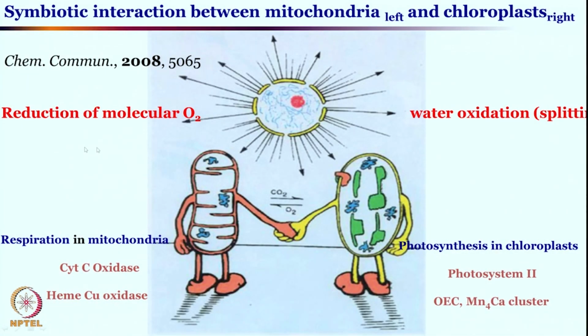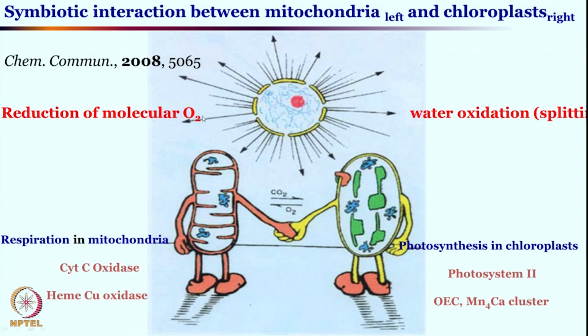In the last class we discussed that reduction of molecular oxygen takes place at heme copper oxidase, that is the cytochrome C oxidase. We were also mainly discussing water oxidation, by which two molecules of water come close together and form the oxygen molecule. In photosystem 2, the oxygen evolving center is involved, and a 4 manganese 1 calcium cluster is involved, right. These two reactions are almost microscopic reverse of each other, right.